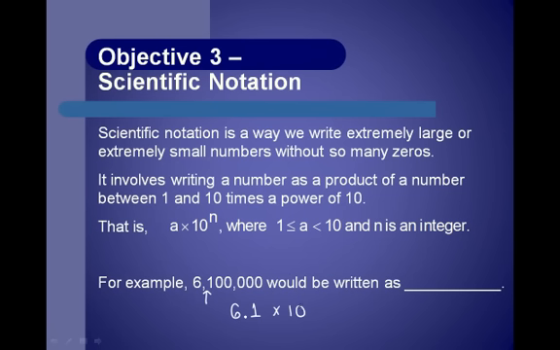Now the power of 10 is the number of places that the decimal actually moved. Well, the decimal was here, so we move it 1, 2, 3, 4, 5, 6. We're moving it 6 places. Our power would be 6. So we would get 6.1 times 10 to the 6th power.